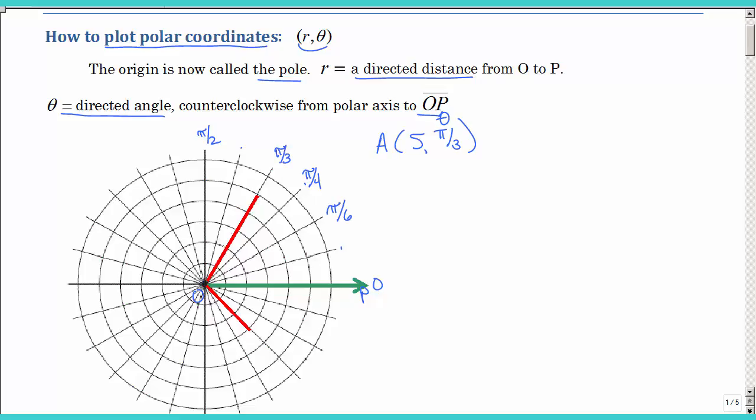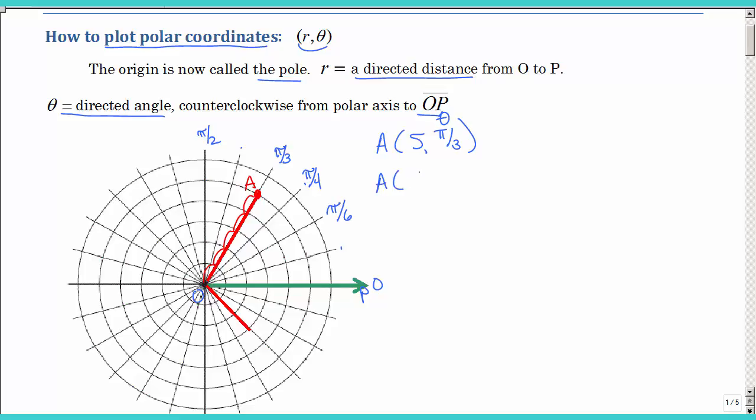So you can see my red line that I've already put in there. That gives you pi over 3. And for 5, you would go out 1, 2, 3, 4, 5. And so that would be point A. Now that's great. But point A has an infinite amount of names. So let's just practice that.